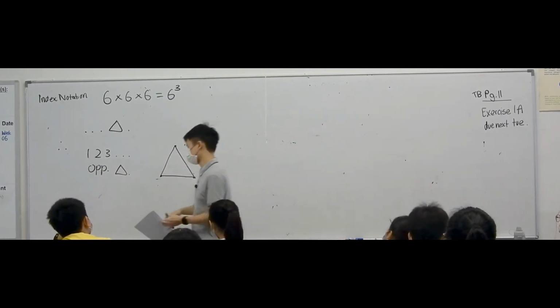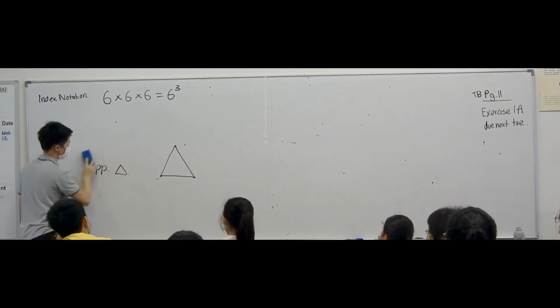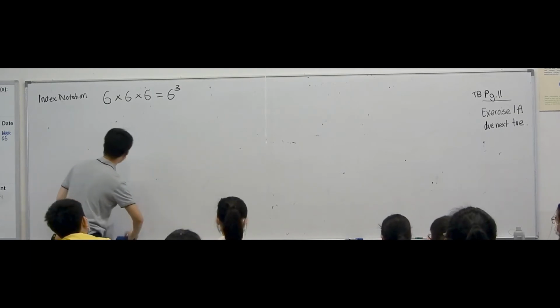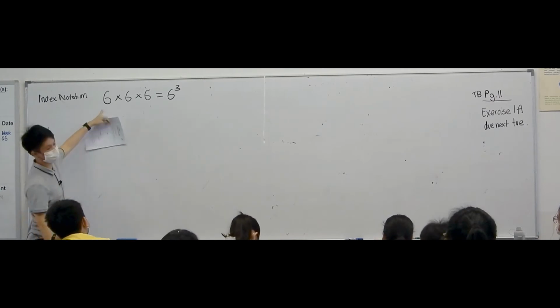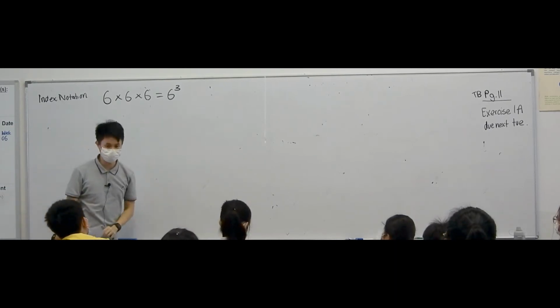So there's a lesson here. I don't think I write this for fun. I write this to let y'all be more aware, so we learn from it. When you talk about index notation, we're looking for a short way to abbreviate multiplication of many of the same numbers. So 6 times 6 times 6 is 6 to the power of 3.